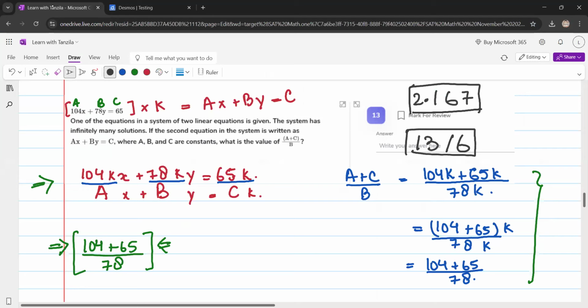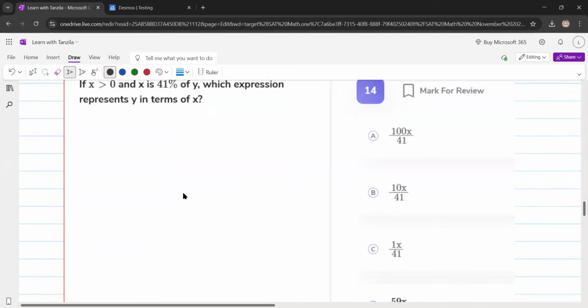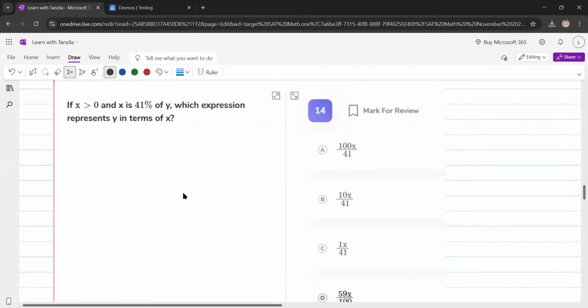ACT will give you the marks. 1, 2, 3, 4, 5. 5 characters, nothing more. Okay, next question, question 14.